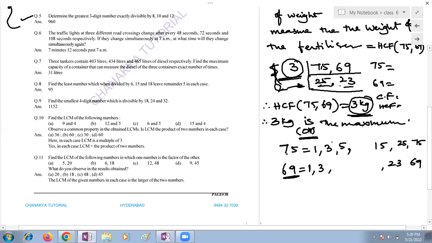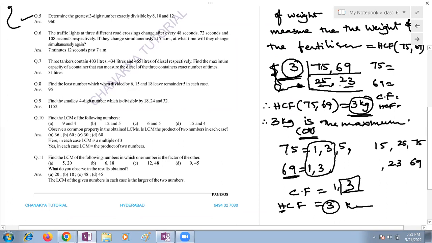Now, what are the common factors, Nana? Ma'am, 1 and 3. 1 is common for any number. Which is the highest common factor? H means highest. Ma'am, 3 is our HCF. If we take 3, the answer is 3 kg. If you find this method fine for you, you can go with this method. But we are not using this method, because if bigger numbers happen, it is very difficult to list all factors.